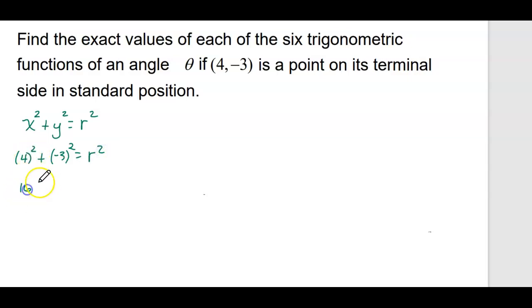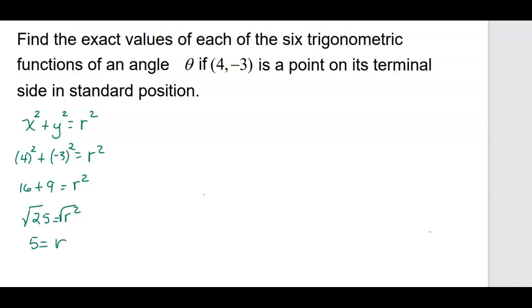4 squared is 16, 3 squared is 9, 9 and 16 is 25. And then if I take the square root of both sides, that's going to give me 5. Now, I did not make this plus or minus like I have in the past because the radius is a measure of the third side of that right triangle, or the measure of the radius of the circle. And so since it's a measurement, we're not going to use the negative. Okay, so it's just 5.